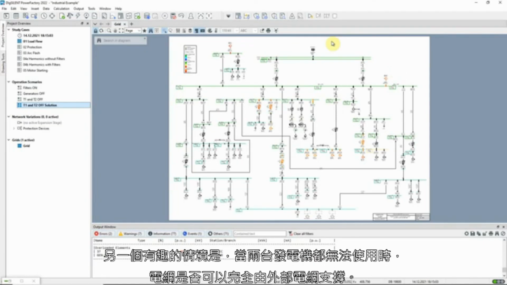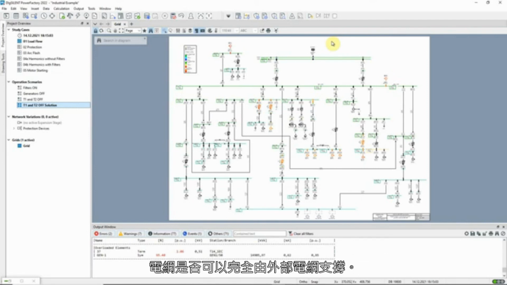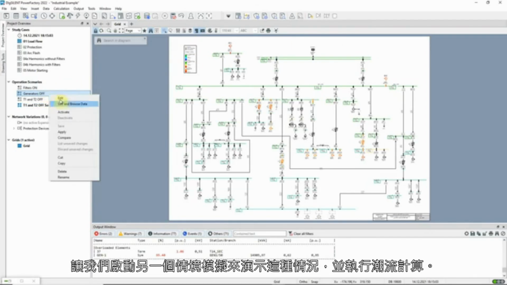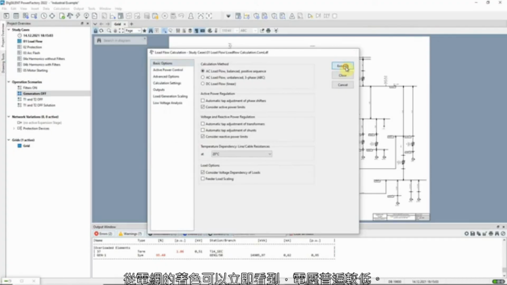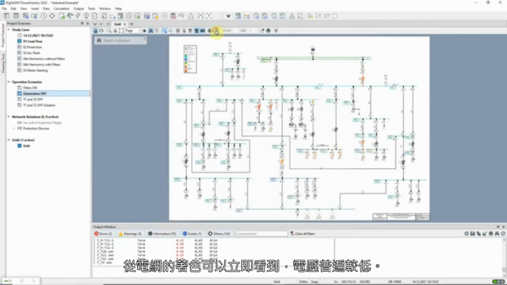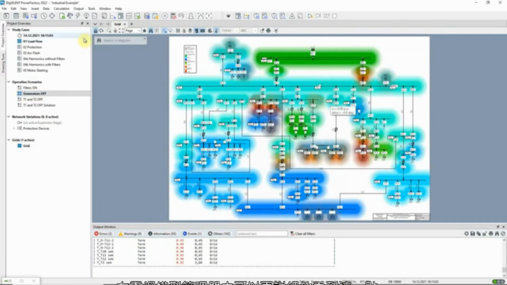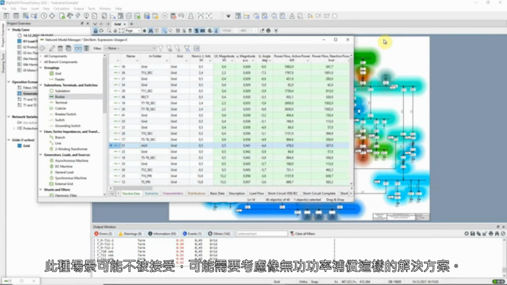Another scenario of interest is whether the network can be fully supported by the external grid, if the 2 generators are not available. Let us activate another operation scenario to demonstrate this situation. The load flow is executed, and immediately we can see from the coloring of the network that the voltages are generally low. This can be seen in more detail in a network model manager. Such a scenario may not be acceptable. Solutions such as reactive power compensation might have to be considered.